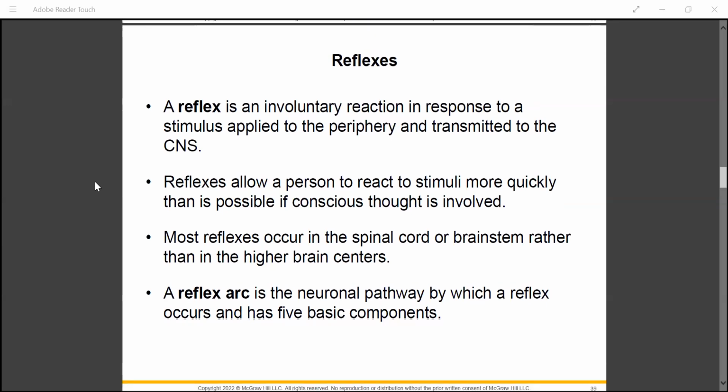Okay, we're not going to talk a lot about reflexes, but we're going to touch on it because it is an important concept in the nervous system. So it's an involuntary reaction. Of course, you don't think about doing a reflex, but it is transmitted through our somatic motor system and sensory system. So it's not an autonomic or an automatic nervous system responsibility. And so the idea behind reflexes is that it allows us to react really quickly to a stimulus, and it's going to be more quickly than is possible if we were actually thinking.